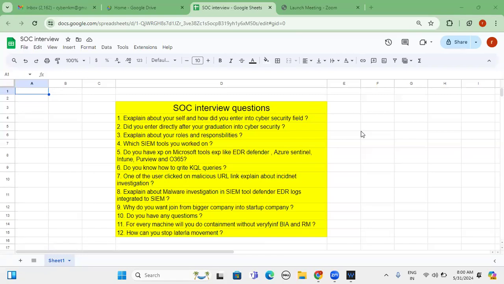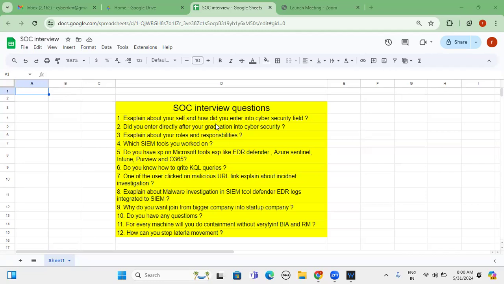So the first question they asked: explain about yourself and how did you enter into the cybersecurity field? So that means here you have to explain about your graduation, your family background, and also how did you enter into the cybersecurity field. So it's like a personal oriented question.